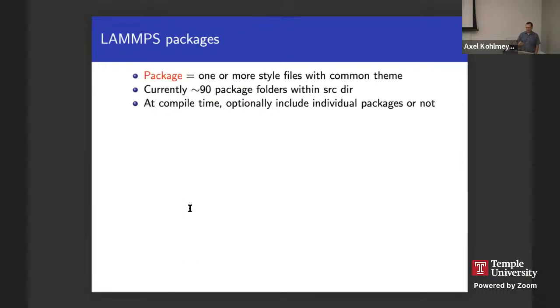There are many packages. We talked about accelerator packages. There are currently about 90 packages within the source directory. These are really optional code that have a common theme. For example, the MANYBODY package has many pair styles that are many-body. Packages are optional, so you need to compile with these packages enabled.